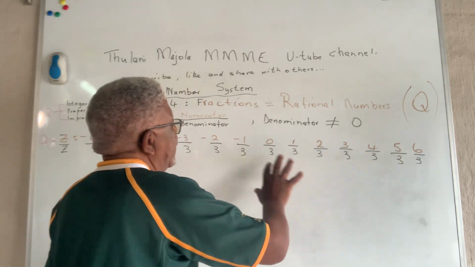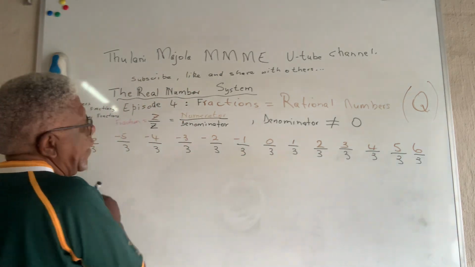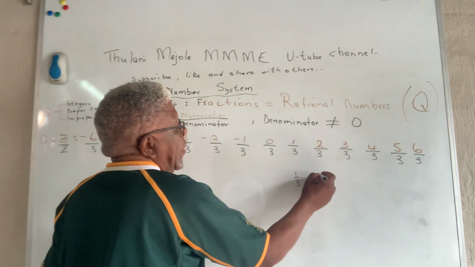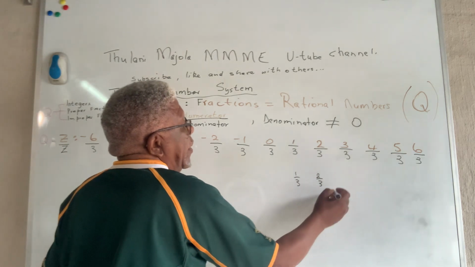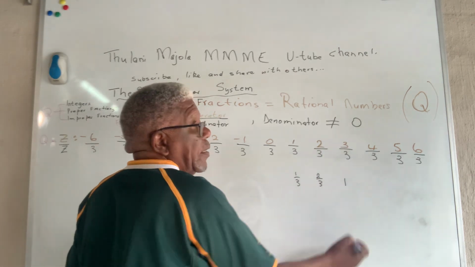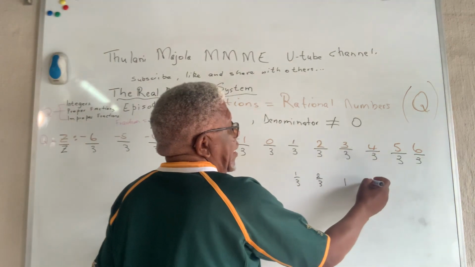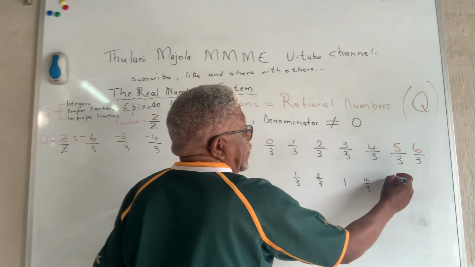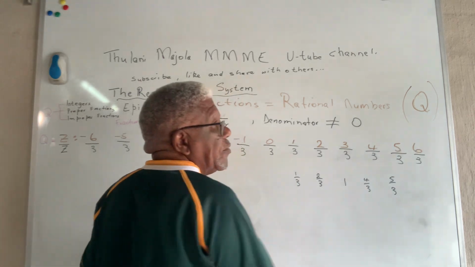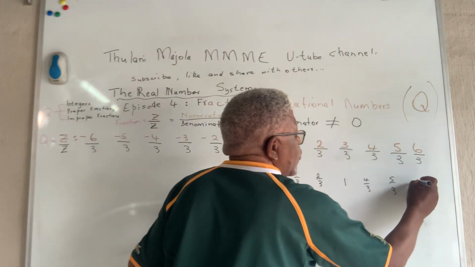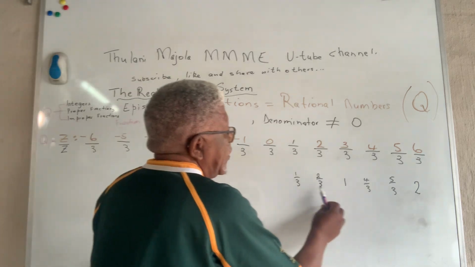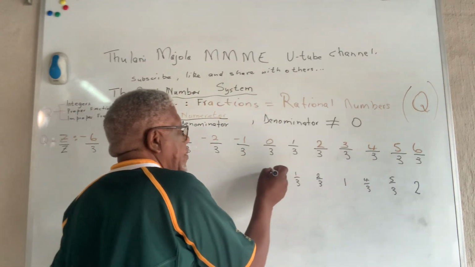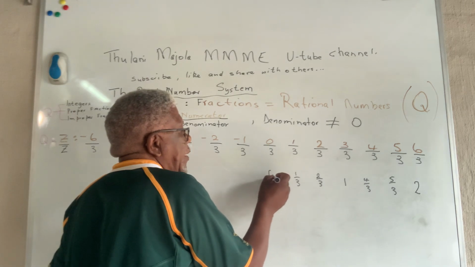On this side of the integer divided by integer, I don't think there is a problem. So we'll just leave that 1 over 3, leave that as 2 over 3, and 3 over 3 is actually 1. Then this one we'll leave as 4 over 3, and this one as 5 over 3. But 6 over 3, 6 divided by 3 is 2. So these are positive rational numbers. Of course, 0 divided by 3 is 0.